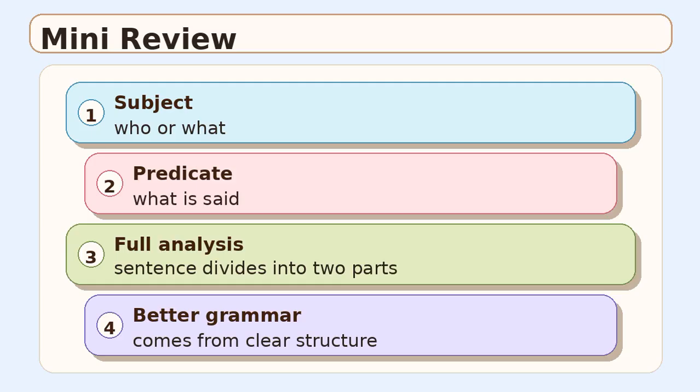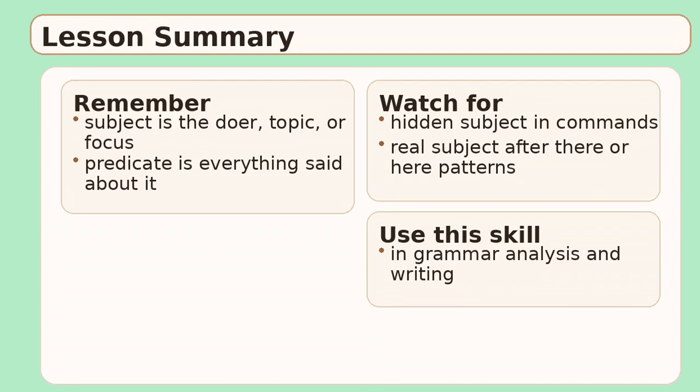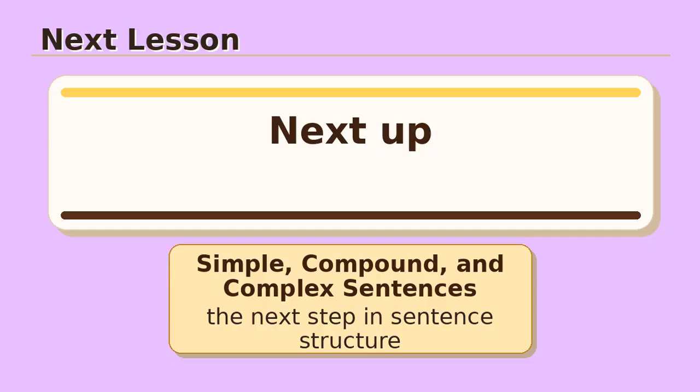Before we close, remember the review pattern. Subject tells us who or what. Predicate tells us what is said about that subject. In this lesson, you learned how to break a sentence into its two core parts. That single skill will help you in future grammar lessons, sentence correction, writing, and deeper sentence understanding. In the next lesson, we will move to simple, compound, and complex sentences. That will help you understand how ideas grow from one clause into larger sentence structures.